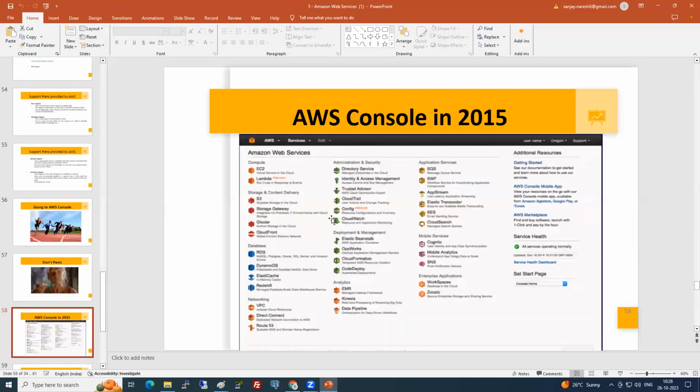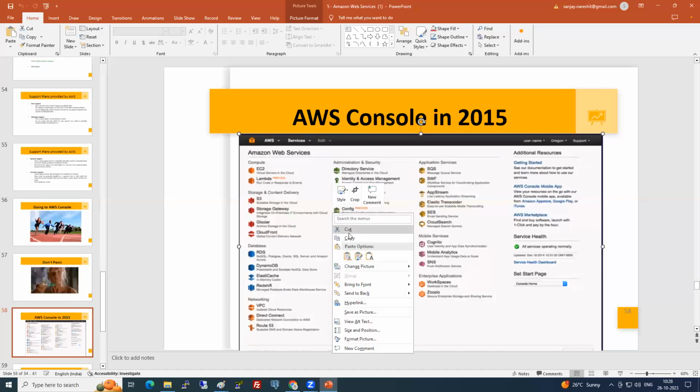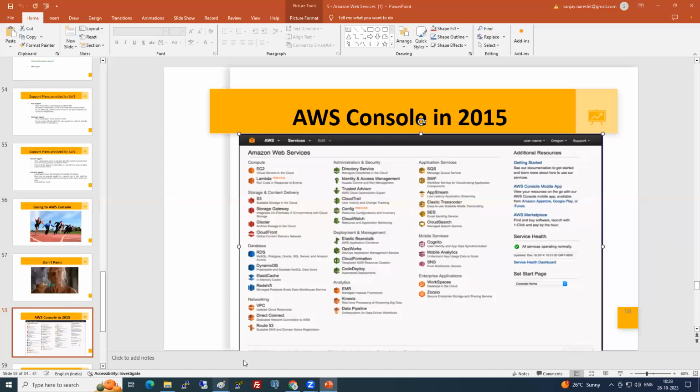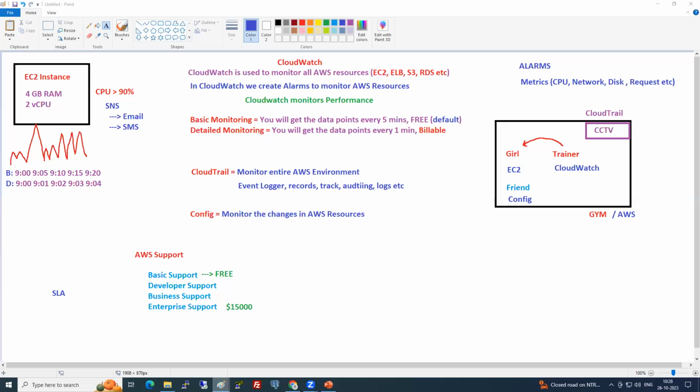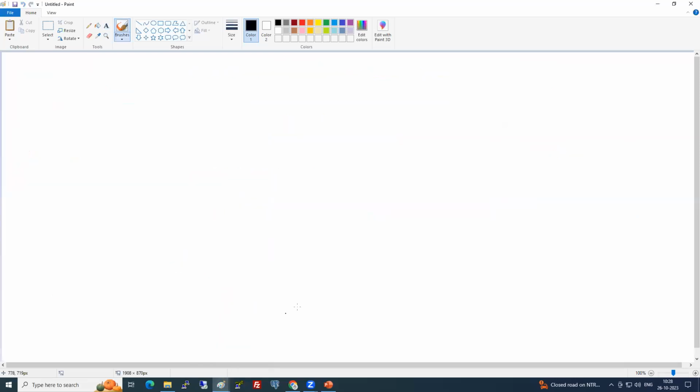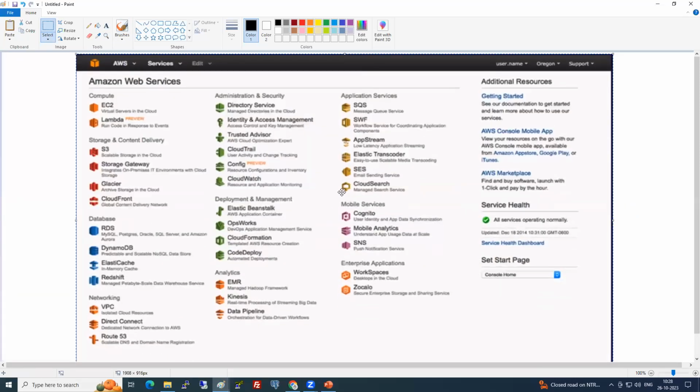Congratulations to your eyes, because no one has seen this console, the old console. This is the old console that we had, from the starting days of AWS. No one has this, because people like us worked in the starting days of AWS, and I know how it has evolved.